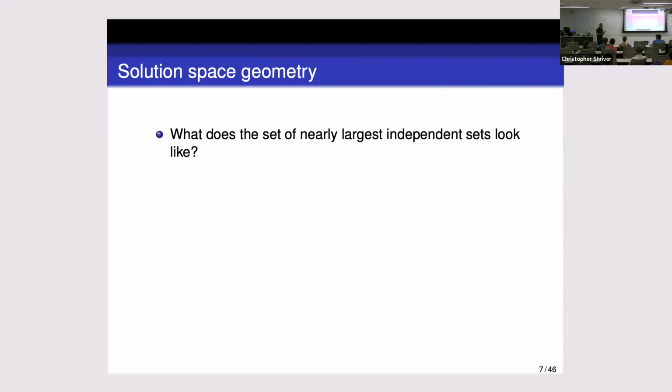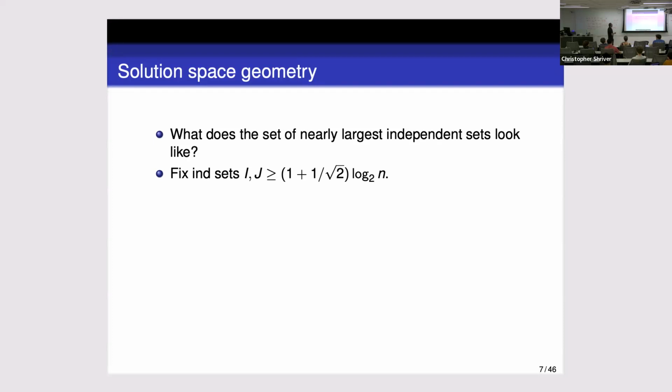Well, speaking about geometry in combinatorics requires a bit of care, right? So what does it mean? What geometry can we talk about? This is a discrete space and so on. So you will see in what sense we will talk about it.